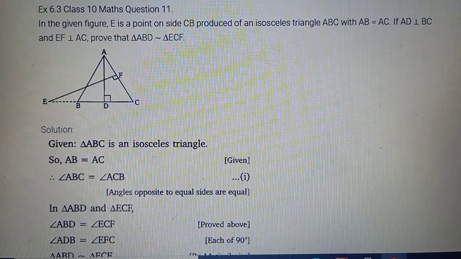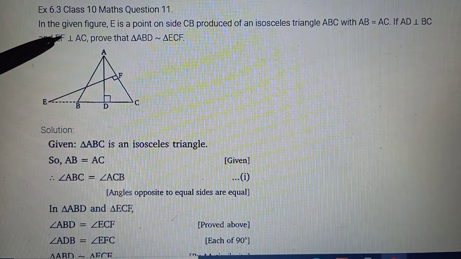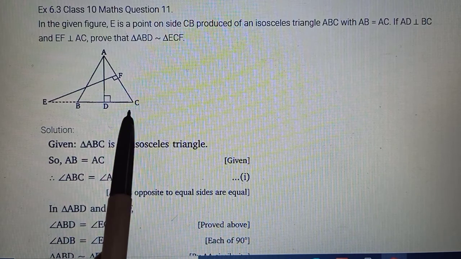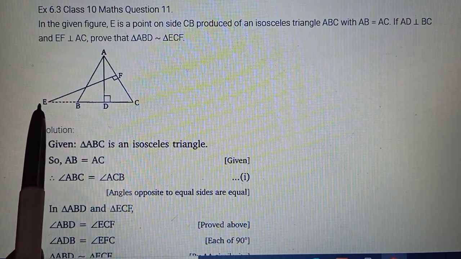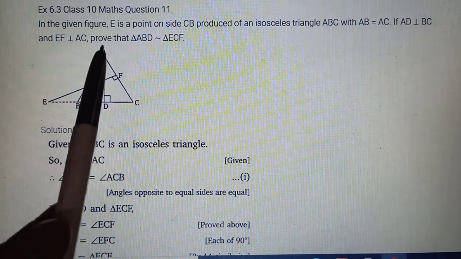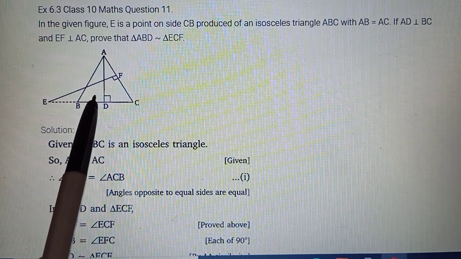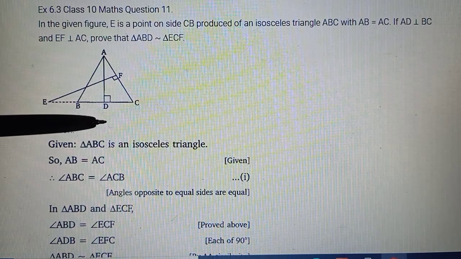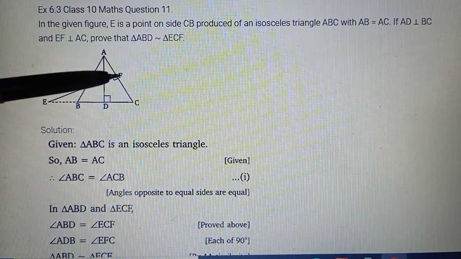Question number 11 also is simple, children. Same logic again we need to apply. So in this figure is given to you where E is a point outside, CB produced. So you have to extend this CB to point E of an isosceles triangle ABC. ABC is isosceles with AB equal to AC. So these sides are equal, so the base angles are also equal, right? And then further perpendicular AD is given to you, which is on BC, and then from this point E we have dropped a perpendicular EF on AC.